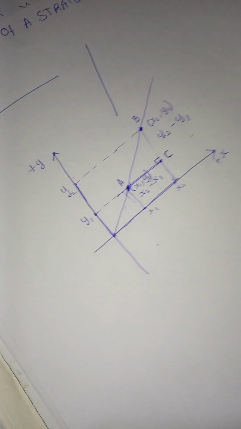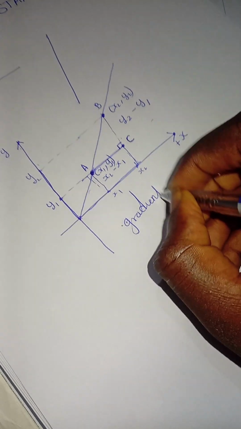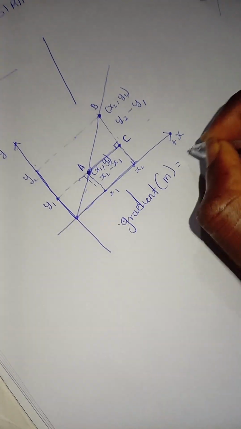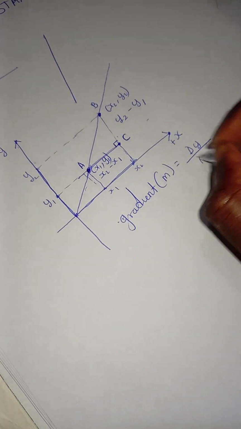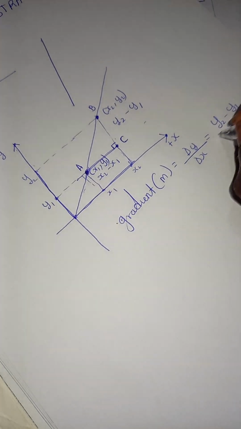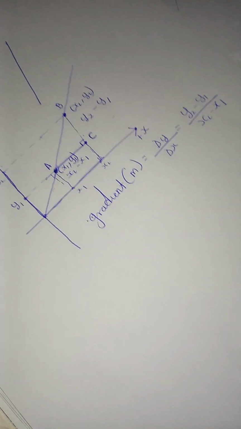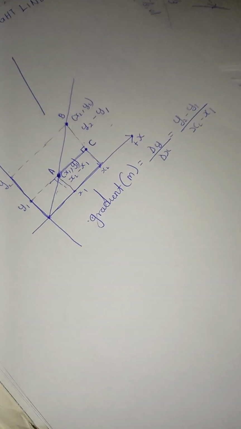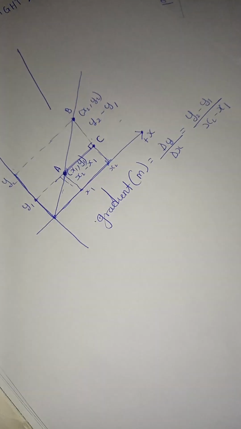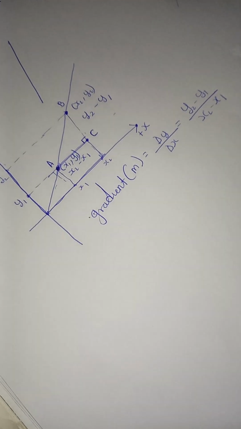Are you following me? You have a common saying which says that gradient, represented as m, is equal to change in y over change in x, which is simply y2 minus y1 all over x2 minus x1. Is that not beautiful? This is beautiful. I've given you a foundation about gradient. This is a very important thing to know about gradient.